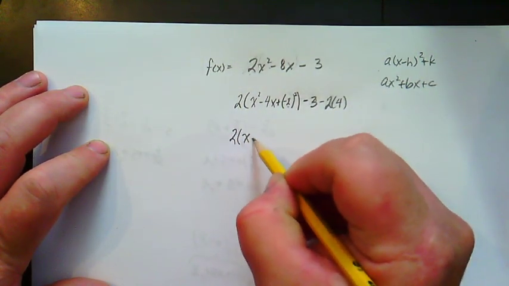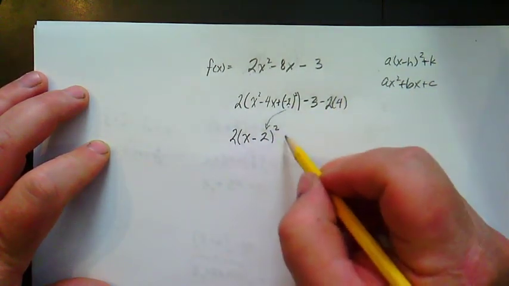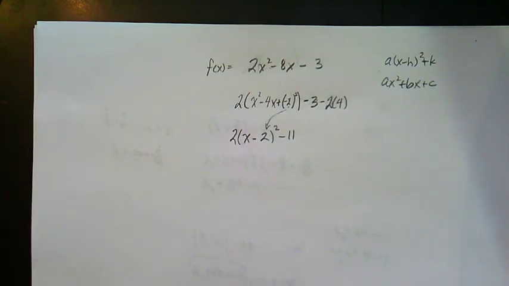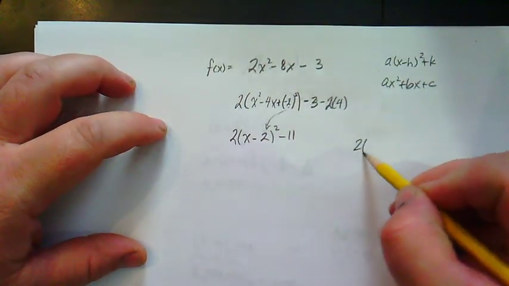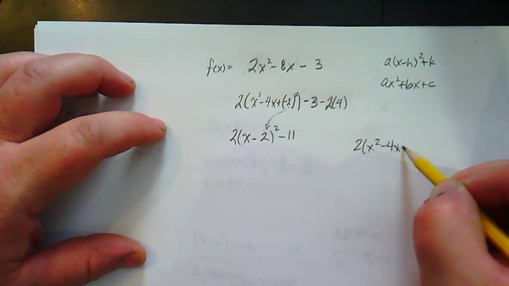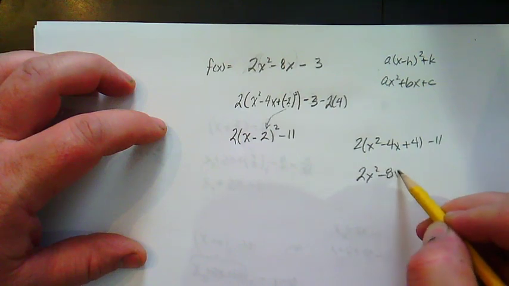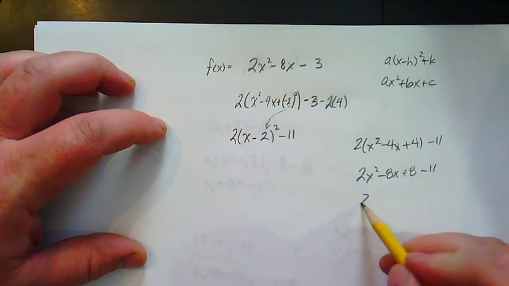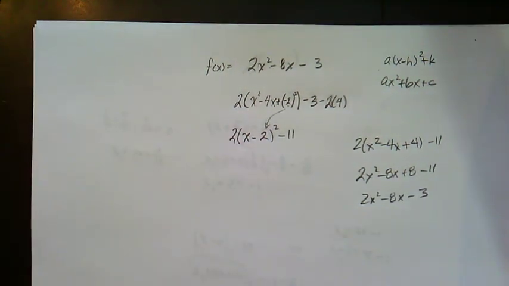So now I'm going to factor. That number right there goes right there every time. And then 8 and 3 is 11, so minus 11. And if we wanted to check that again, we could. We would just square it. So 2x squared minus 4x plus 4 minus 11. So that's 2x squared minus 8x plus 8 minus 11. 2x squared minus 8x minus 3. That's what we started with. We're good to go.